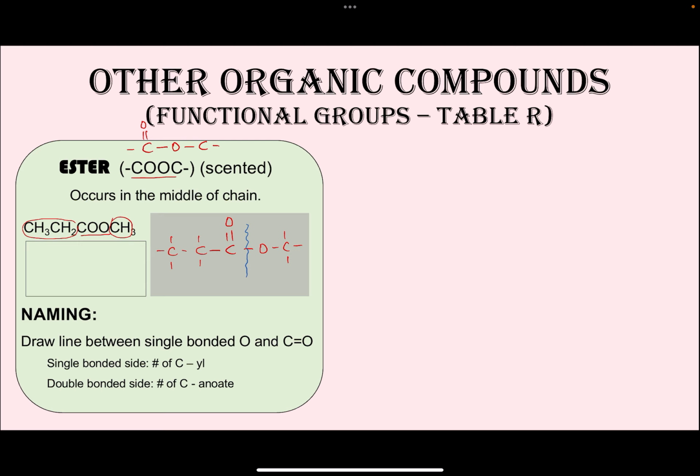So the single bonded side is going to end with yl, and then we use the prefix for the carbon as the prefix for the yl. Because we only have one carbon here, the prefix for one carbon is meth. So that's going to be methyl. And then we end with the second part. So for the double bonded oxygen, the prefix for 3 carbons is going to be prop, and then we end that with anoate. Okay, so this ester is going to be named methyl propanoate.